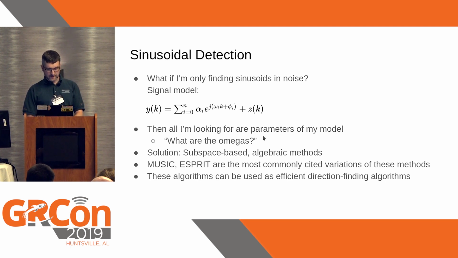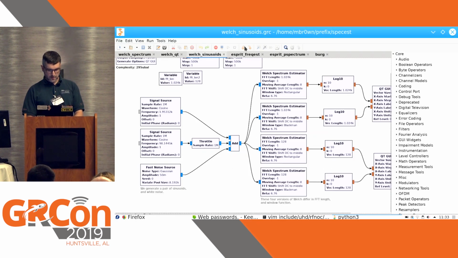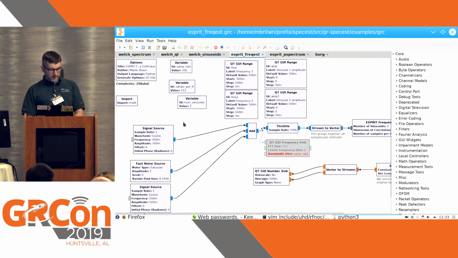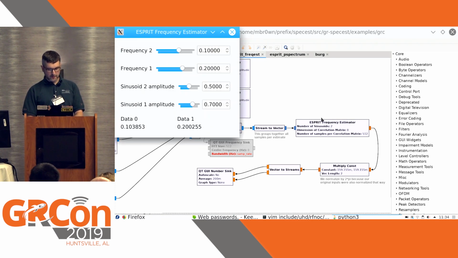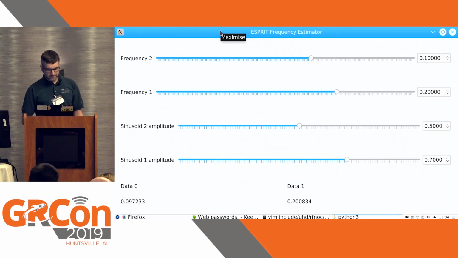which are actually effective for this kind of application. So, a very similar setup here. I have noise, I have two sine waves, and here's my ESPRIT frequency estimator. It has some parameters, which I will go into in a sec. I'm going to hit run, and this is my output. I have two frequencies going in, 0.1 and 0.2 normalized, and I have two outputs, 0.1 and 0.2.